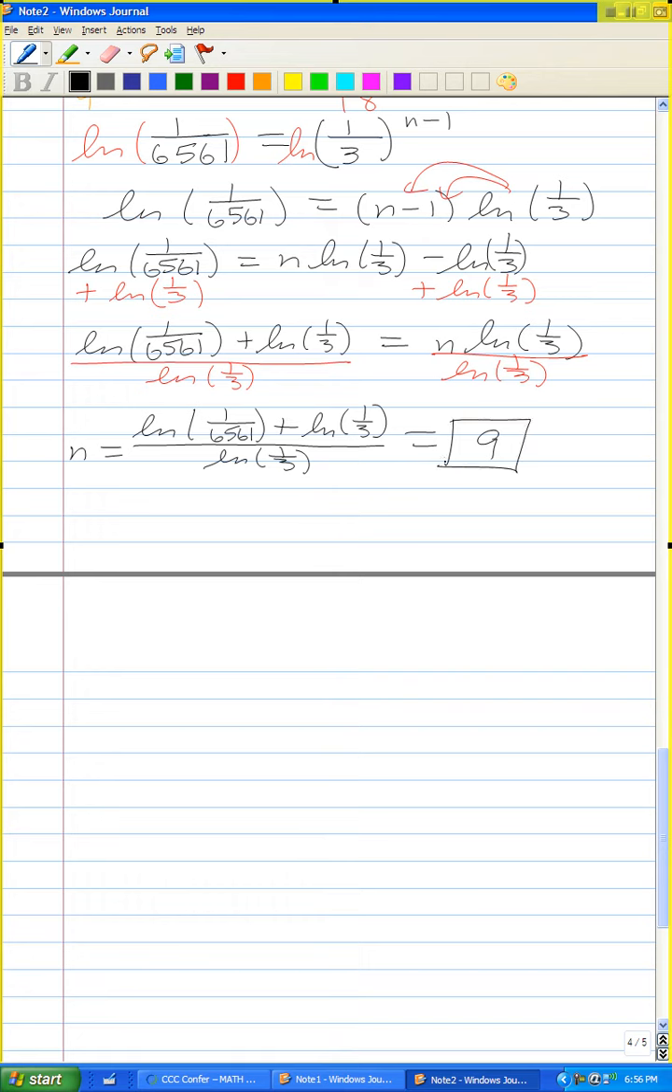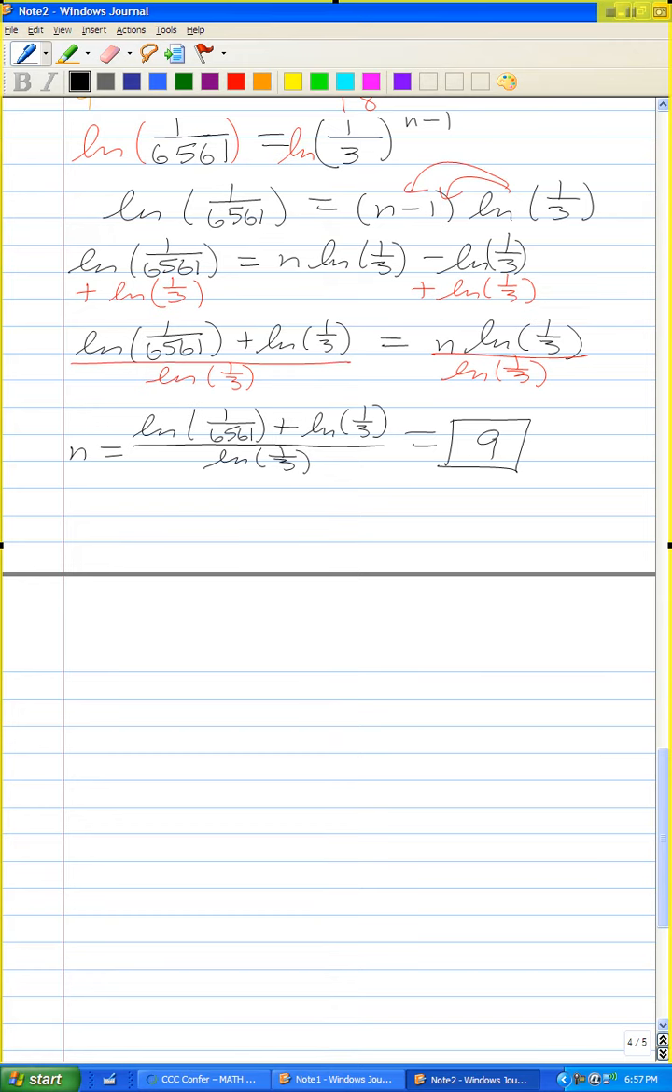So we did this before, except everything was the negative of this. We did it with ln of 6561 plus ln of 3 divided by ln of 3. We got 9, so obviously we get the same thing here. So there are 9 terms.